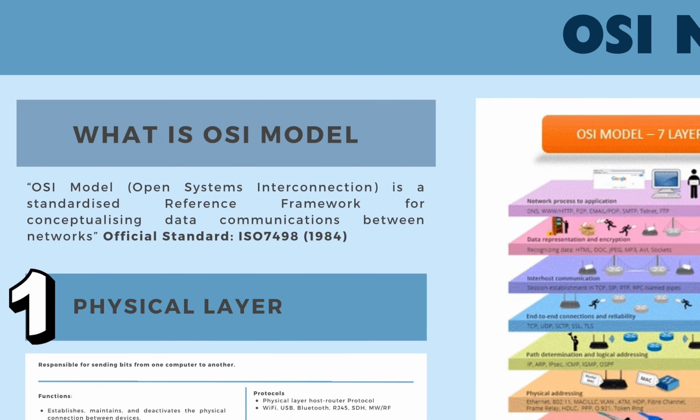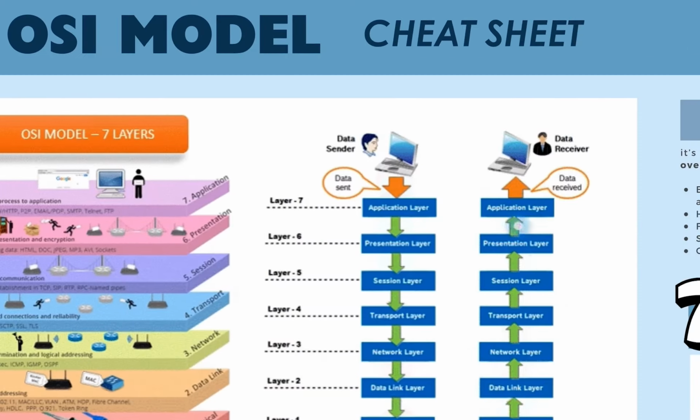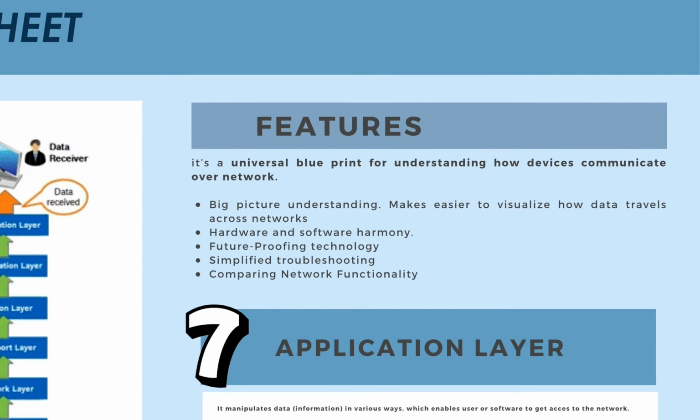So what is the OSI model? Well, OSI stands for Open System Interconnection, and it is a standardized reference framework for conceptualizing data communications between networks. We can find this in the official standard ISO 7498, which was released in 1984. So we can review some of the main features of this model.